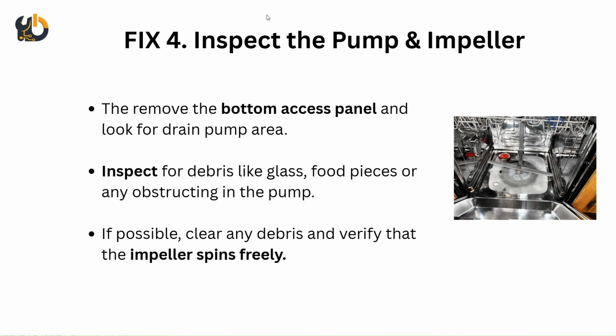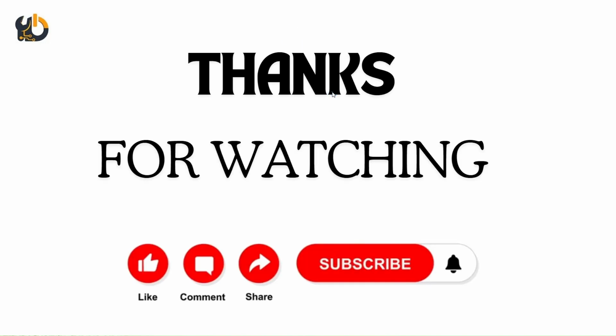Fix 4. Inspect the pump and impeller. Remove the bottom access panel and look for the drain pump area. Then you have to inspect for debris like glass, food pieces, or any obstruction in the pipe. If possible, clean any debris and verify that the impeller spins freely. So doing all these steps will help you to resolve the issue.